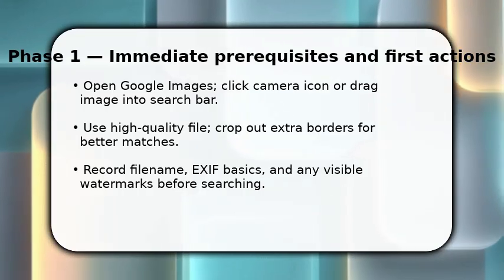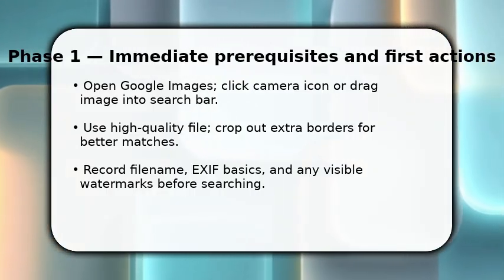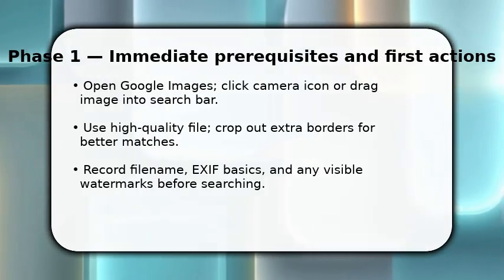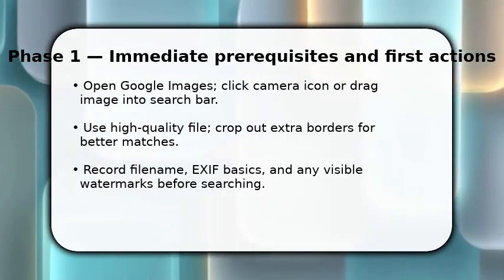You begin by using Google Images reverse search feature. Open Images. Google. And click the camera icon or drag the file straight into the bar. Make sure the image is high quality. Small or cropped images reduce match accuracy.